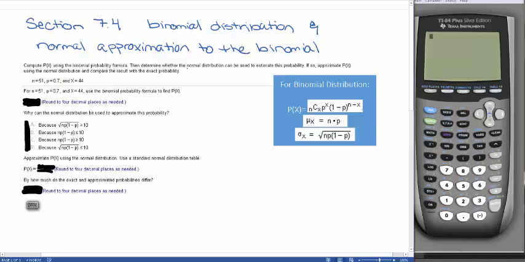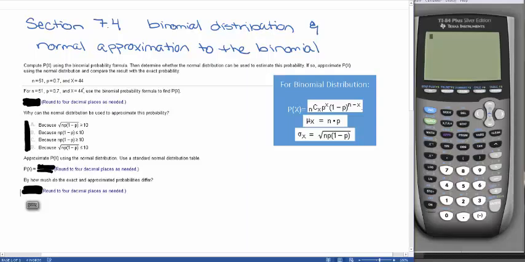So for this problem, it's wanting us to compute P(x) using the binomial probability formula. And just as a reminder, the binomial probability formula is this guy right here: P(x) equals n choose x, nCx, times p to the x times 1 minus p to the n minus x. We're going to do that for n equals 51, p equals 0.07, and x equals 44.